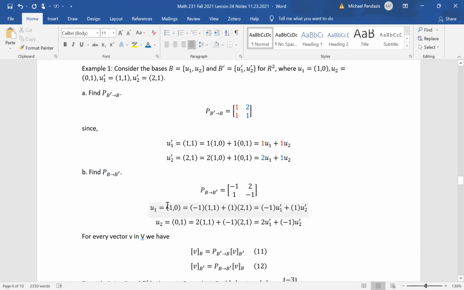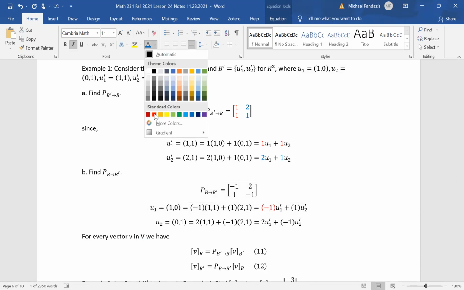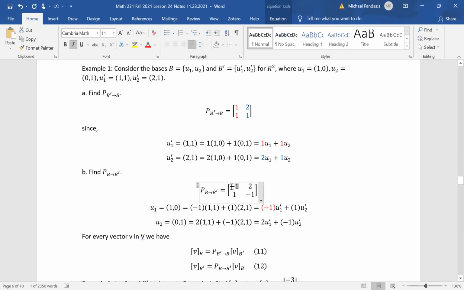And so the unique way to do that is U1 is equal to -1 U1 prime plus 1 U2 prime. The coefficients of that linear combination in the appropriate order give you the components of the first column of the transition matrix from B to B prime. And so those 2 numbers give you correspondingly the first column of that transition matrix. The second old basis vector U2 is equal to this linear combination of the 2 new basis vectors U1 prime and U2 prime. The coefficients of that linear combination correspondingly give you the components of the second column of your transition matrix.